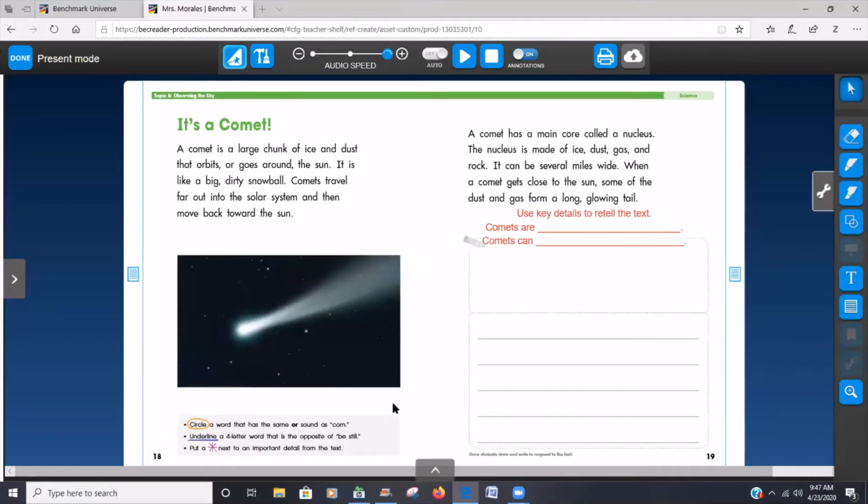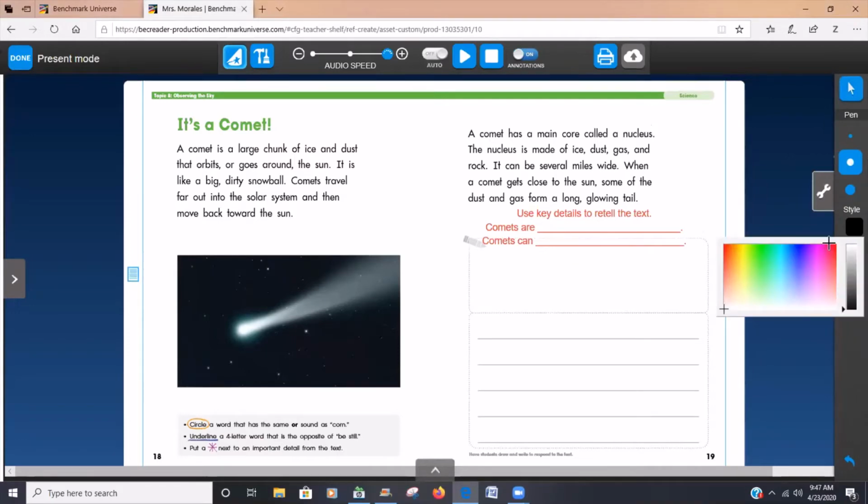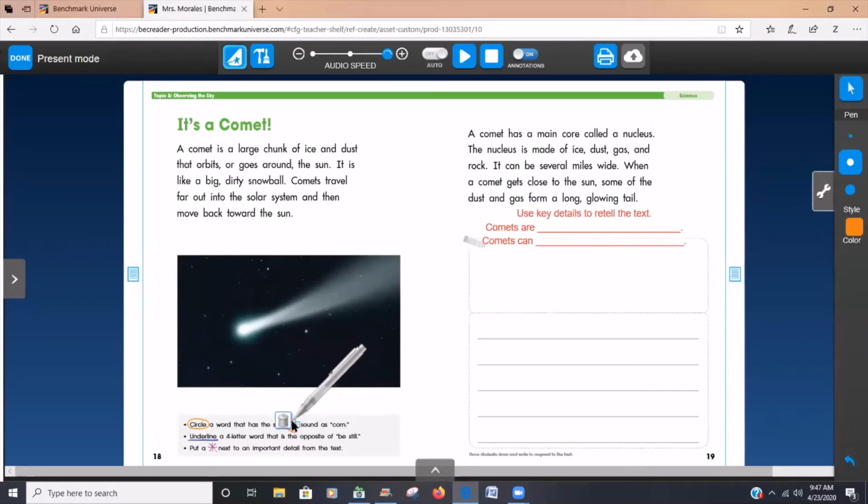Okay, so we will be going to the annotating. And remember, this week we're learning the OR sound like in corn. So you get your tools. That's orange. So we're going to be circling all of the words that have the OR sound like corn. So we start our reading again.